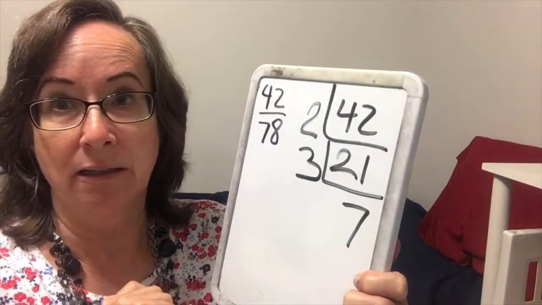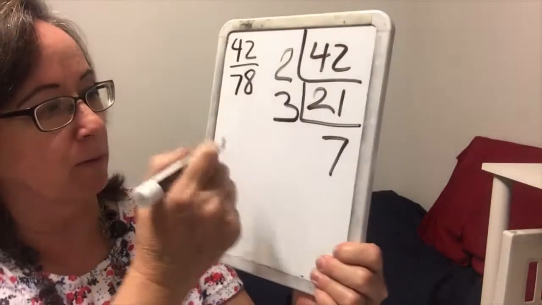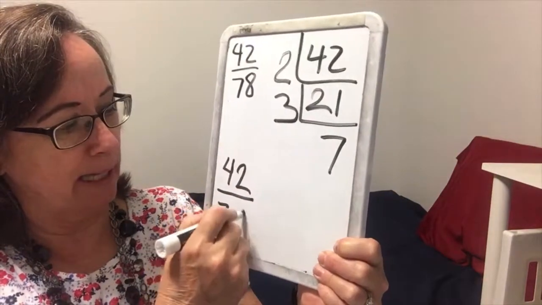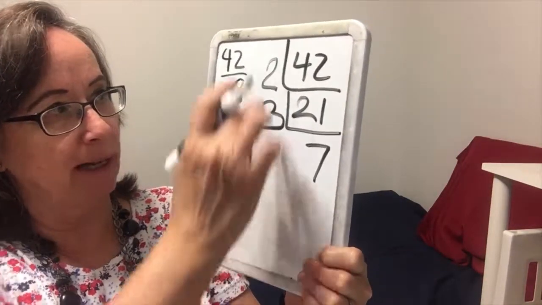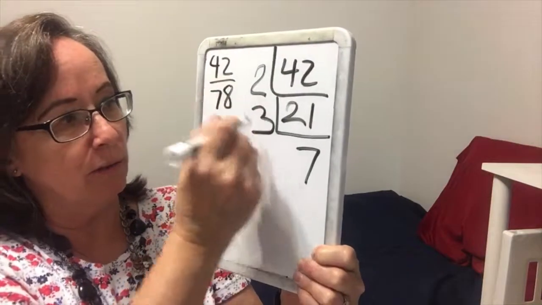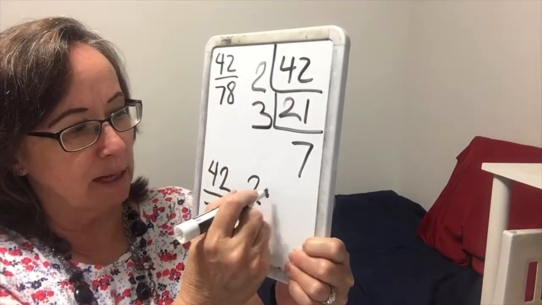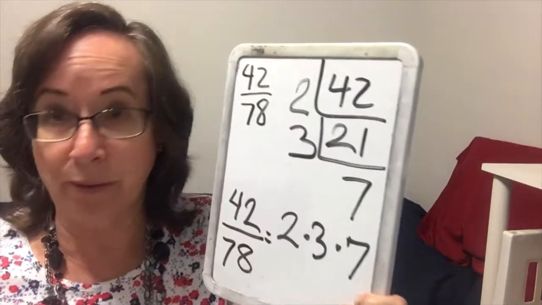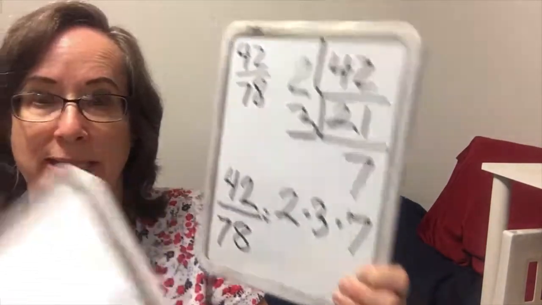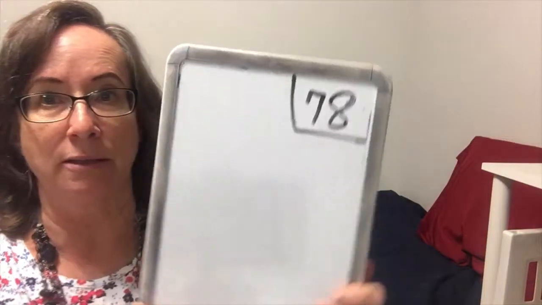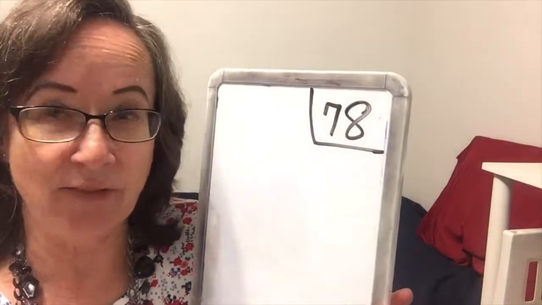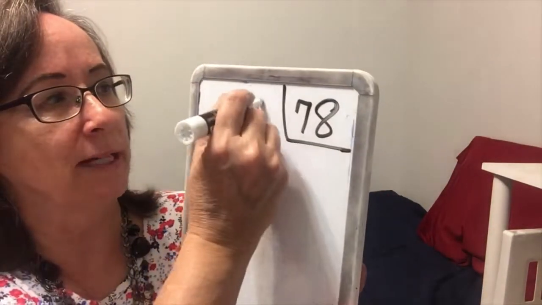I'm done. Okay, so I'm just going to go ahead and write this one down here. 42 over 78, and I'm going to go ahead and write these in order. 2, 3, 7. So 2 times 3 times 7. Now we're going to go to another board, and we're going to do the 78 on the other board. So here's the other board, 78. 78 is even, so let's divide it by 2.